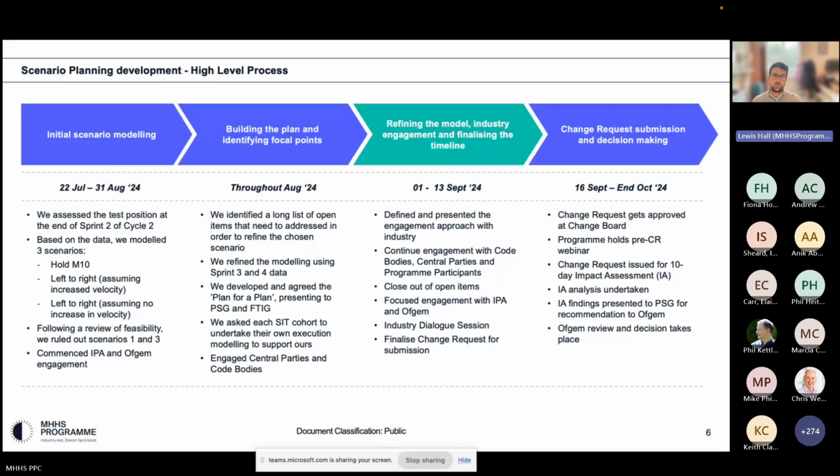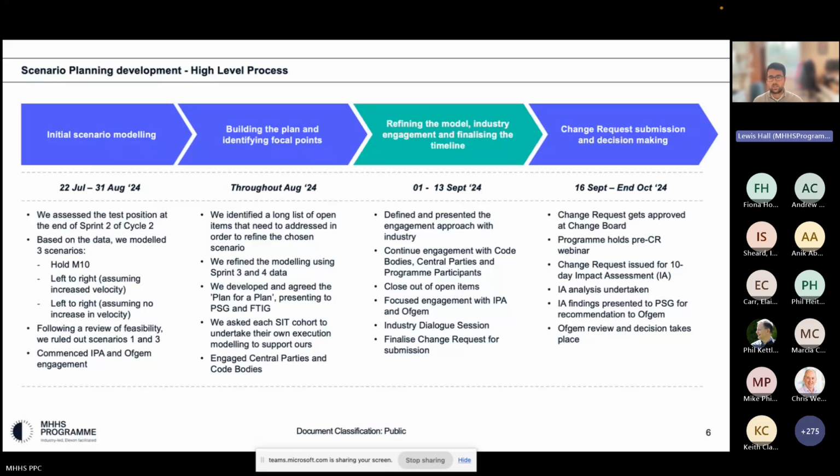We obviously used sprint 2 data from cycle 2 at that time. So what we were able to do is look at sprints 3 and 4 data as well to refine any execution modeling that we were progressing. And then we also began to develop the plan for a plan. So how would we refine the model, engage industry, and get to a point where we were then able to go out to yourselves for consultation and impact assessment on the subsequent change request. We presented these to PSG and FTIG to get endorsement and buy-in for that direction of travel as well.